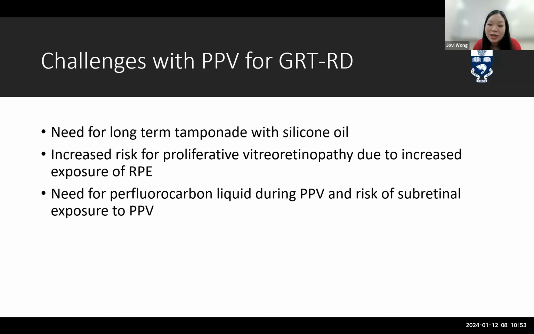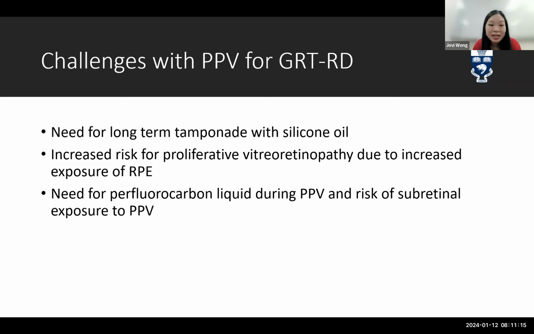RPE, to the vitreous, and that incorrect anatomical exposure causes the RPE cells to transform from epithelial cells to mesenchymal cells, and then that seems to promote the formation of these fibrotic membranes. That makes the retina stick together, scar, and have additional challenges for repair and poor outcomes.